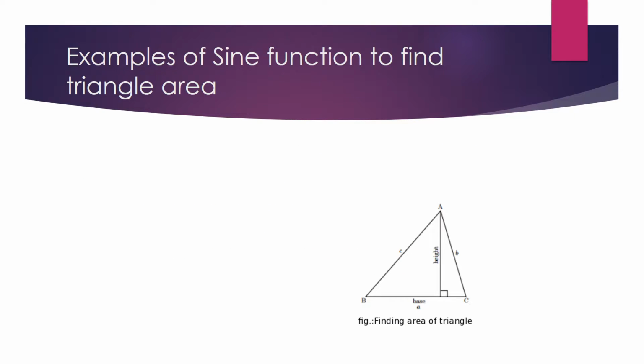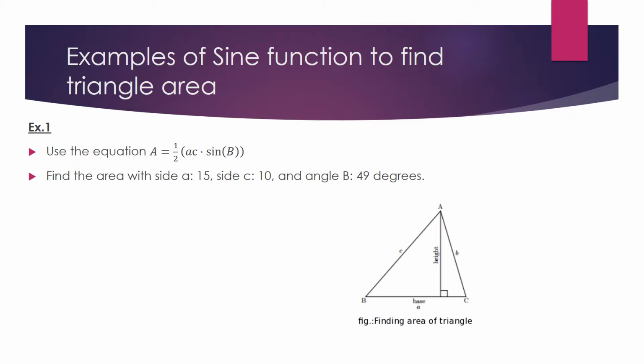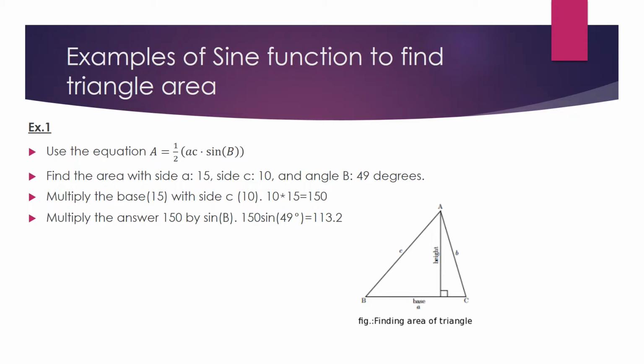Now, for examples using the sine function to find the triangle area, we're essentially going to just use the equation that we've just discussed. To find the area with sides A 15, C 10, and angle B 49 degrees, it's pretty simple. Multiply the base with side C, you get 150. Multiply this by sine B, which B is 49 degrees, giving you 113.2. Then you divide this by 2, giving you 56.6.